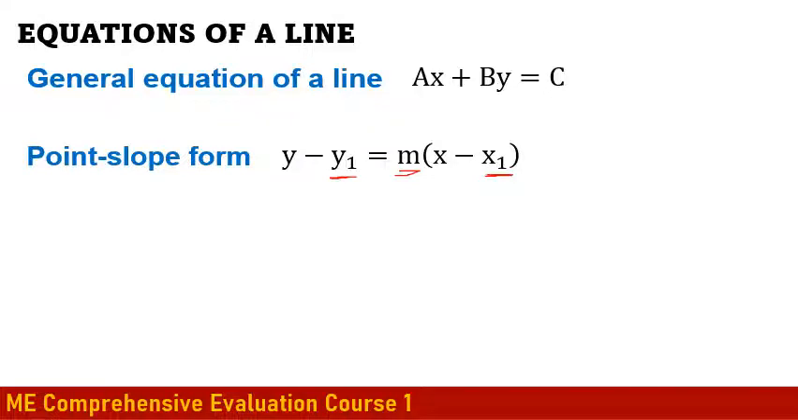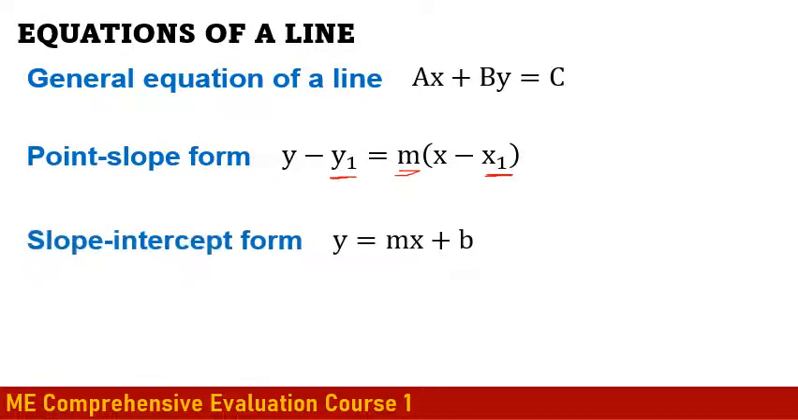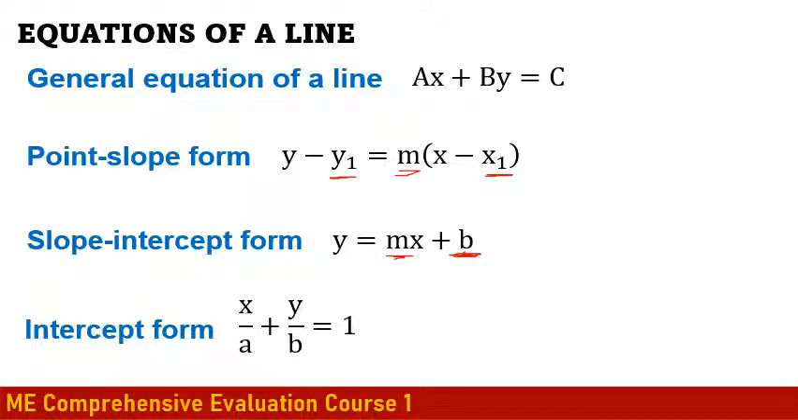If we are given the y-intercept and the slope, then we will use the slope-intercept form. So here we're given the slope and the y-intercept b. And then finally, if we're given the intercepts, the x-intercept and y-intercept, then we will use this format. Take note that the intercepts are the points wherein the line passes through the x-axis or the y-axis. So that's the intercept of a line.